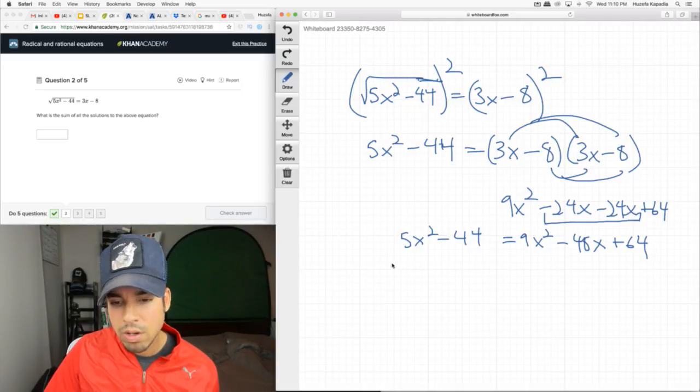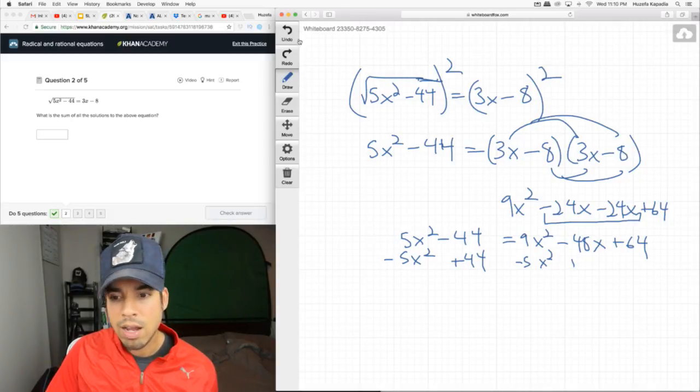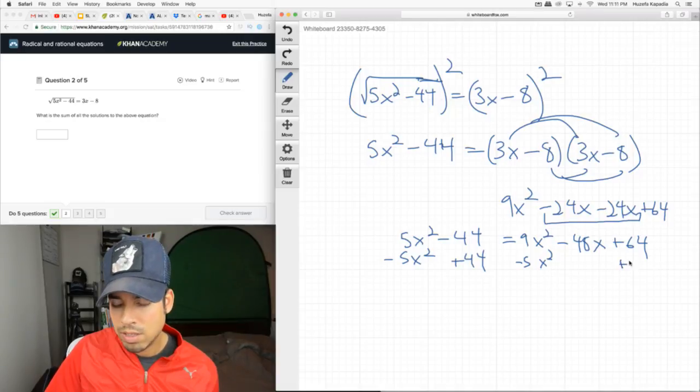Let's bring everything to the right side, how about? So I'm going to subtract 5x squared and add 44. Subtract 5x squared and add 44. Whoops. I could have put it there, but I'm going to put it underneath this exact same thing that we're going to add it to. We're going to be able to add it to the constant. These go away. These go away.